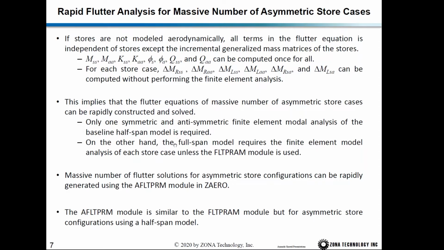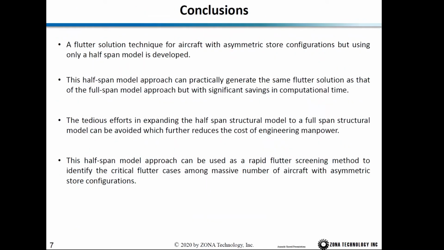On the other hand, the full span model requires the finite element model analysis of each store case unless the Fvm module is used. And we can use the massive number of Flutter solutions for asymmetric store configuration can be rapidly generated. We have another module in ZAERO called Fvm. It's very similar to Flutter, but for asymmetric store configuration using a half-span model.